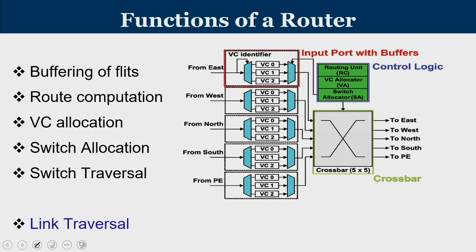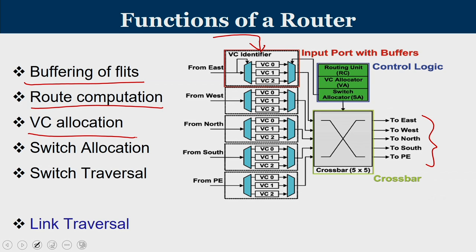The first and foremost function of a router is, for every incoming flit, I need to first buffer them. So we make use of the virtual channels to buffer them. The second operation is route computation. Route computation is the process by which, for every incoming flit, we have to find out what is the output port. The process of finding out an output port for every incoming packet is called route computation.